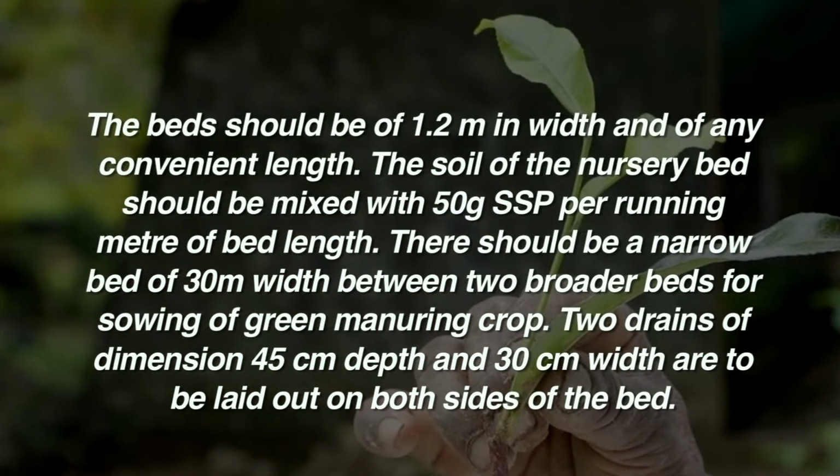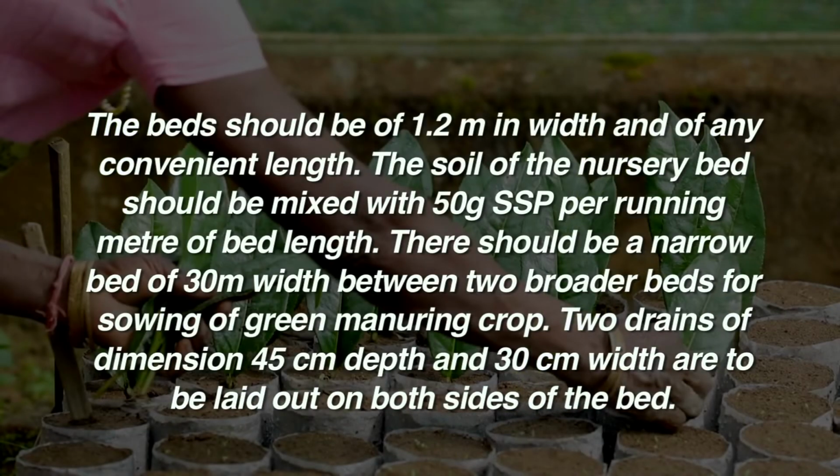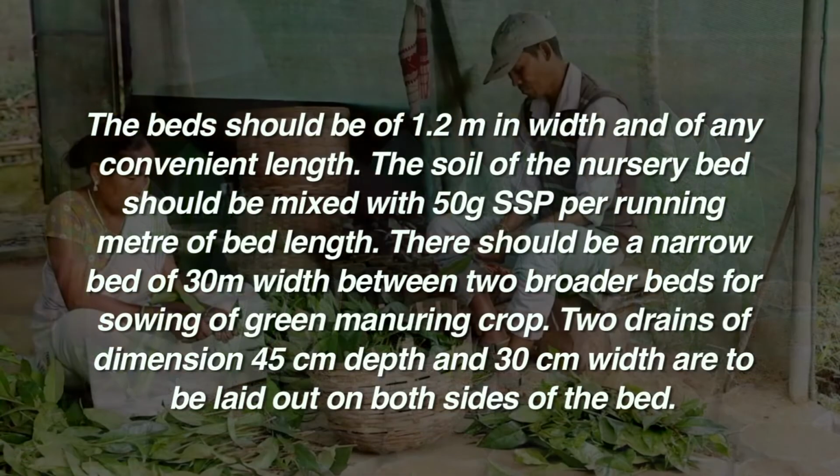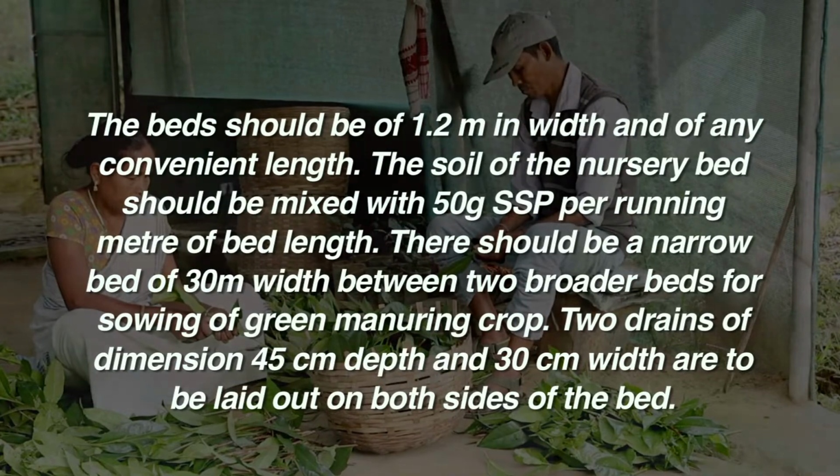length. There should be a narrow bed of 30 meter width between two broader beds for sowing the green manuring crop. Two drains of dimension 45 cm in depth and 30 cm in width are to be laid out on both sides of the bed.